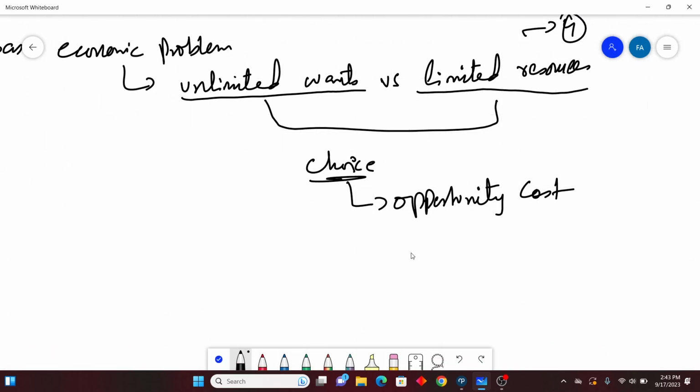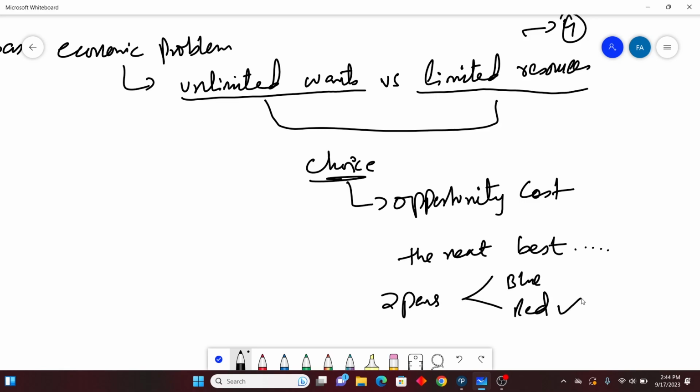What is the opportunity cost? The next best alternative given up. I'm not writing the whole definition, but again, you know this very well. Giving you a quick recap of that, let's suppose there were two pens. One was blue, another was red. Let's suppose if you chose the red pen, so the blue pen will become your opportunity cost.